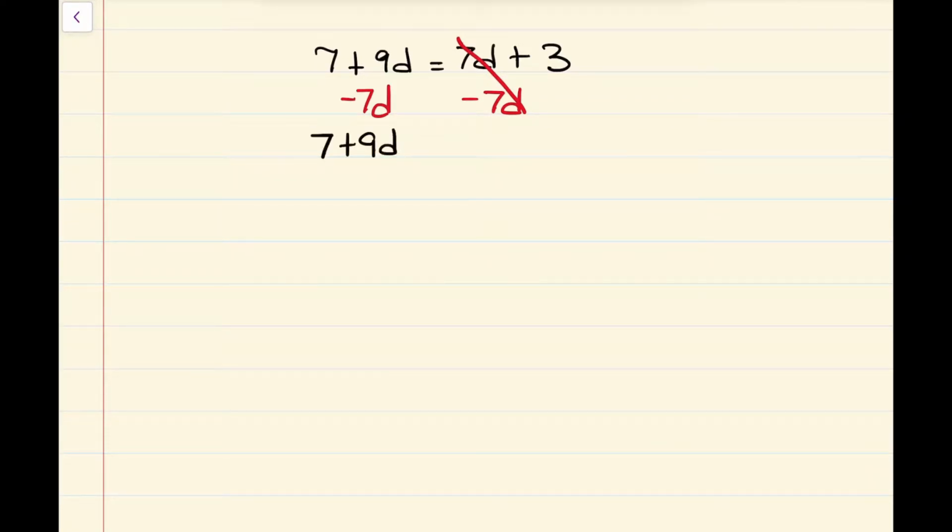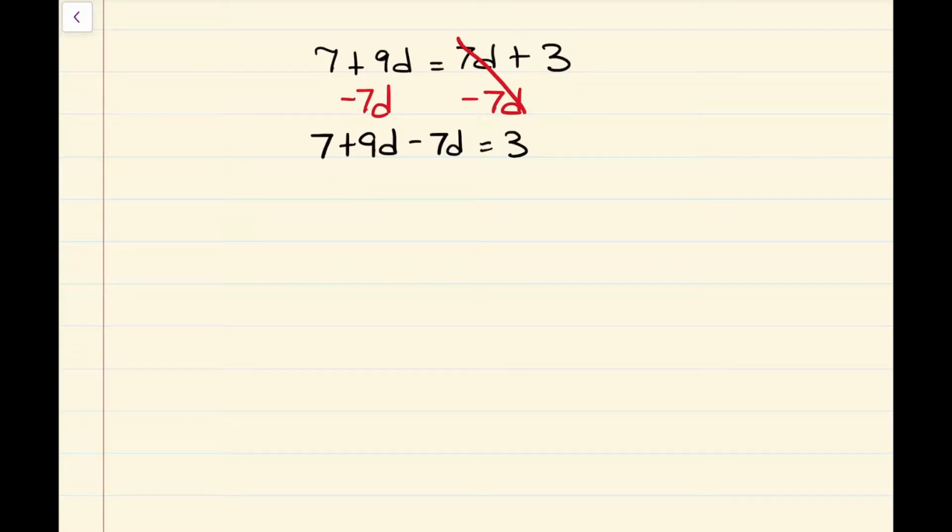7 plus 9d is equal to 7d plus 3. And feel free to pause the video so you guys can try the question. So what I'm going to do is subtract 7d from both sides so that these cancel out. And my resulting equation would be 7 plus 9d minus 7d is equal to 3.